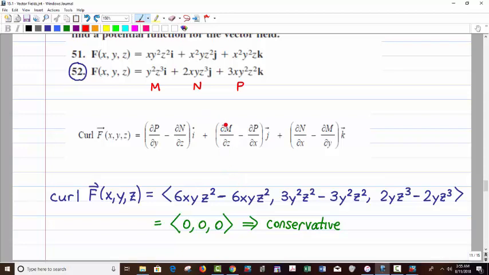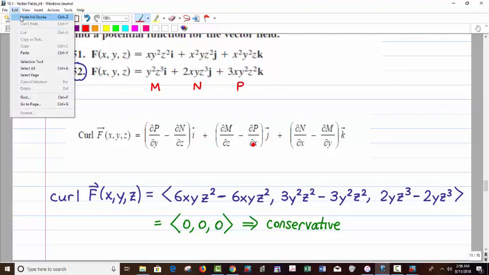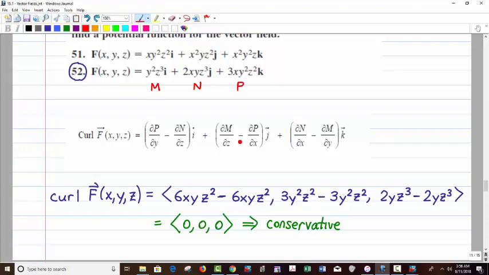Let's do the middle one. Mz minus Px. So Mz, bring that down, would be 3y squared z squared, right there. Px will be, x goes away, derivative is 1, so it's 3y squared z squared. Okay, we're 2 for 2. But don't assume that because the first 2 work, you're going to get the third one. Well, you can in this example because I already have the answer there, but in general, don't assume that. That is not correct.